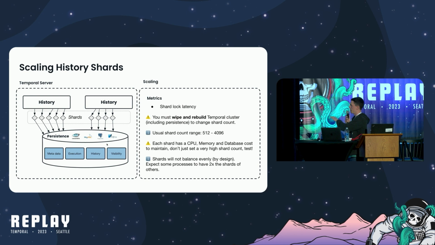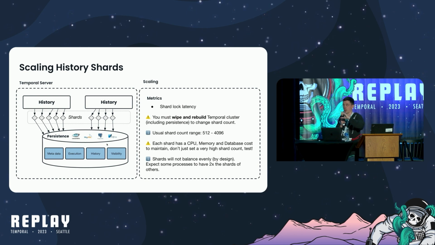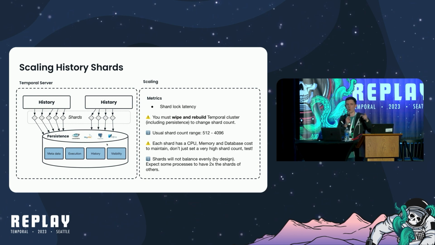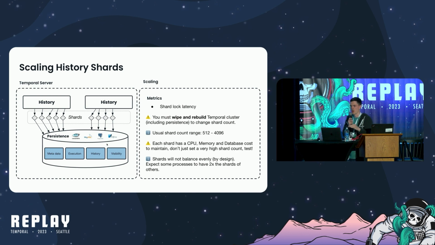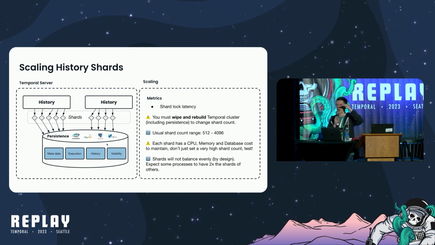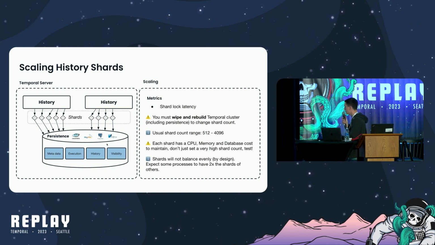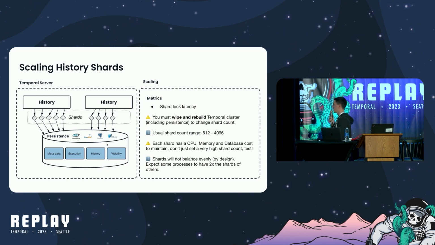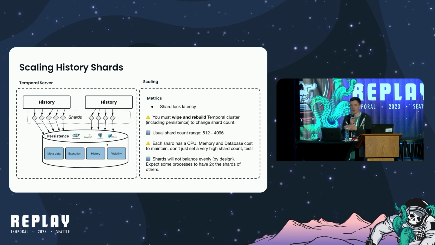That means that we won't evenly balance across all the processes. You can see up to 2 times more shards on one pod versus another. So that's something to bear in mind in terms of history and CPU usage. You have to aim for the highest loaded history pod. The usual shard range for production clusters is 512 to 4,000.